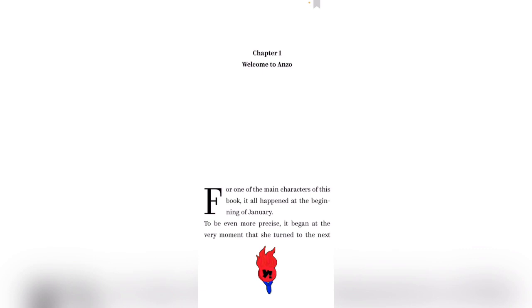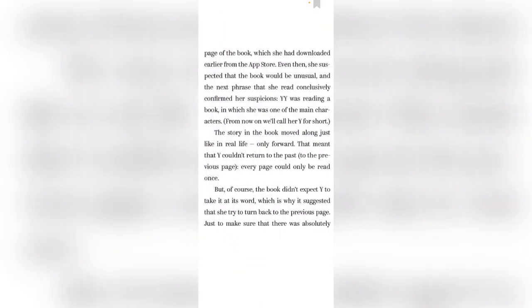Chapter 1. Welcome to Onzo. For one of the main characters of this book, it all happened at the beginning of January. To be even more precise, it began at the very moment that she turned to the next page of the book, which she had downloaded earlier from the App Store. Even then, she suspected that the book would be unusual, and the next phrase that she read conclusively confirmed her suspicions. Why was reading a book in which she was one of the main characters.